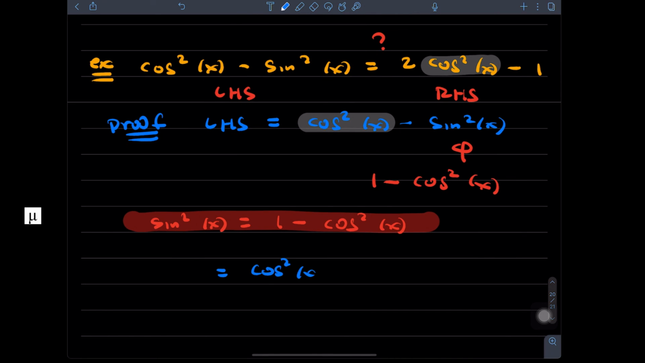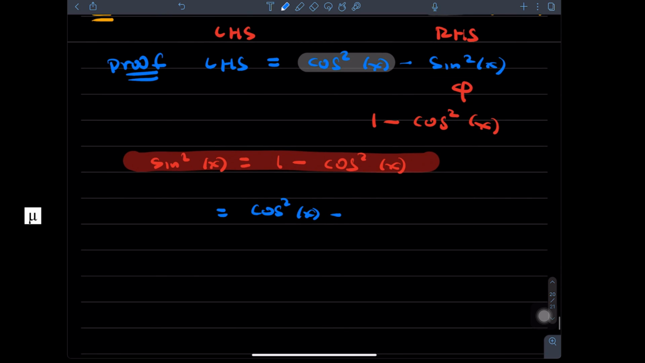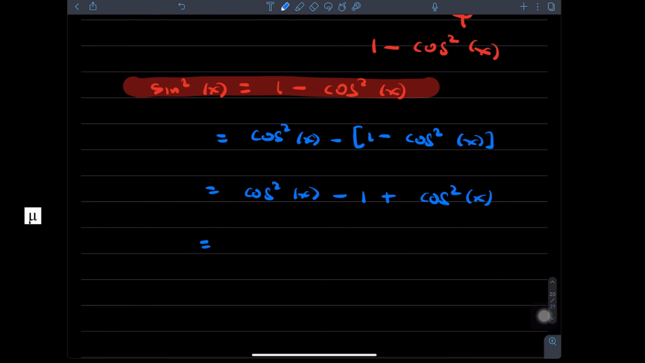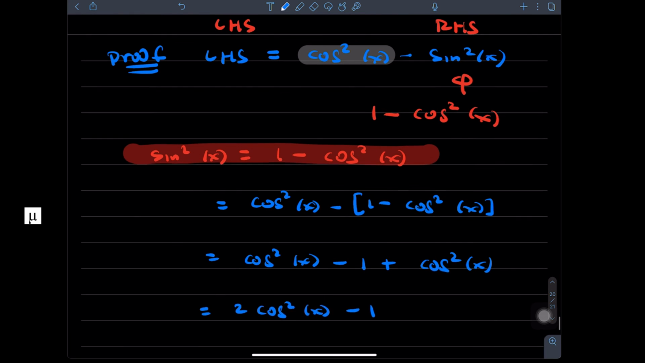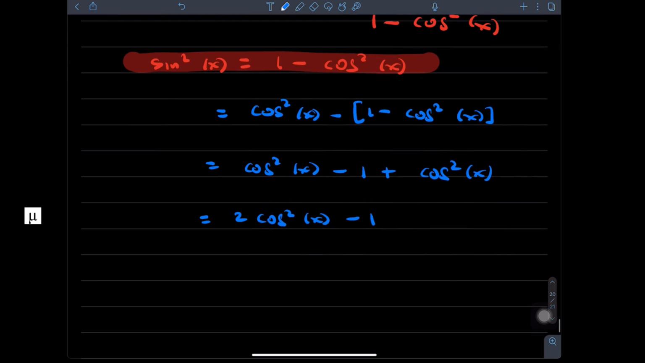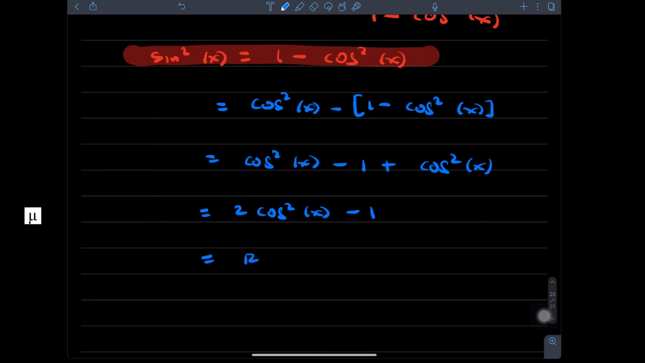So you get cosine squared minus what? Cosine squared minus 1 plus what? Cosine squared. Two cosine squared minus 1 here, because you combined what? Like terms, right? You got a cosine squared plus cosine squared, 2 cosine squared. And that's your right-hand side.